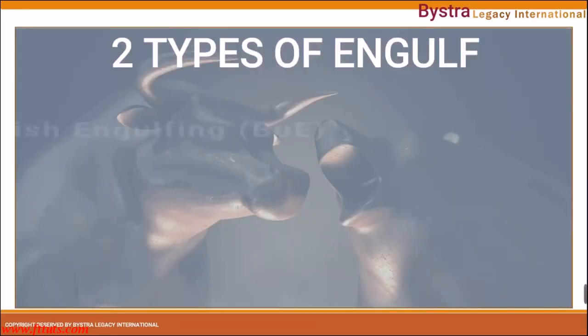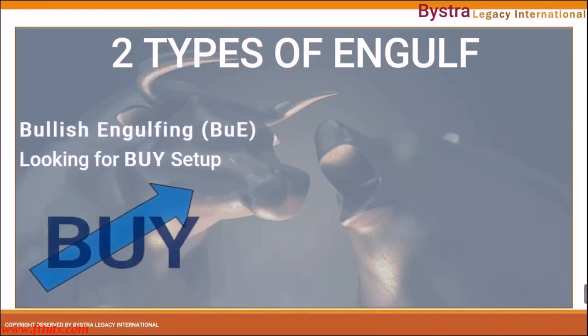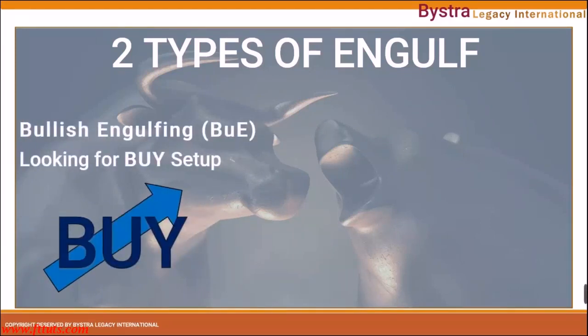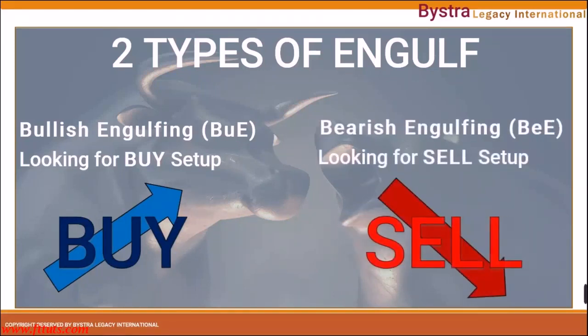There are two types of engulfing. First is the bullish engulfing, where we will only be looking at buy setups. And the other one is the bearish engulfing, where we will only be looking for sell setups. Now, please do not try to sell if you see a bullish engulfing formed. Vice versa for bearish engulfing, please do not buy if you see a bearish engulfing. This will go against the trend, and the chances of you making a loss are very high.